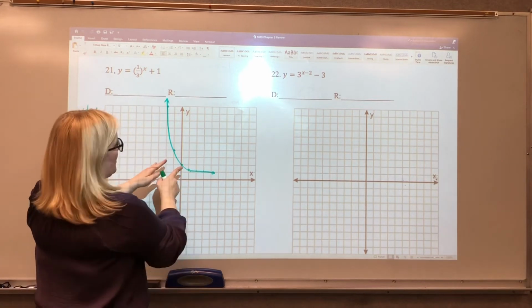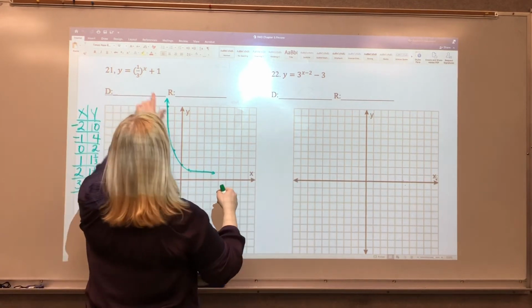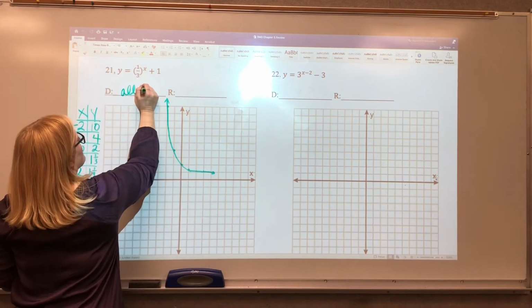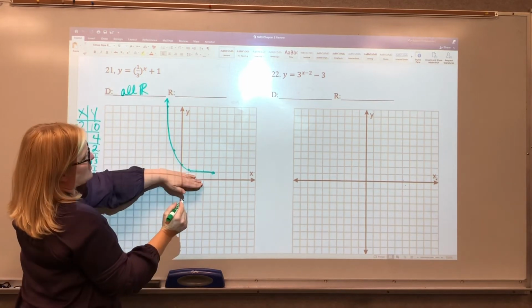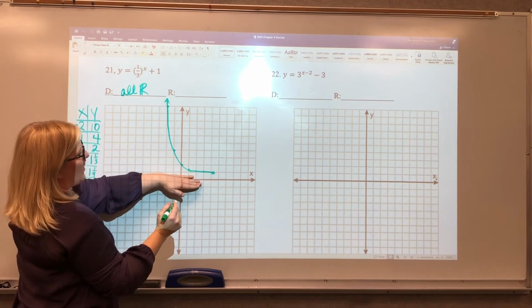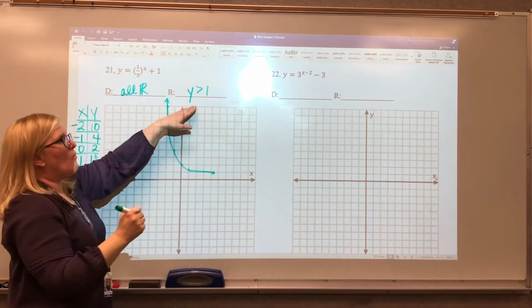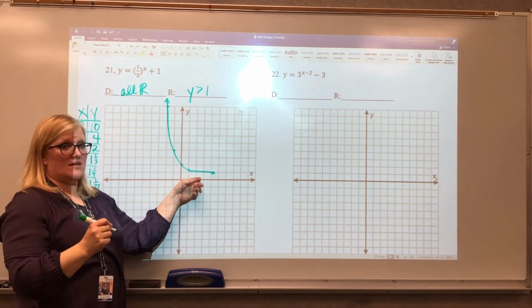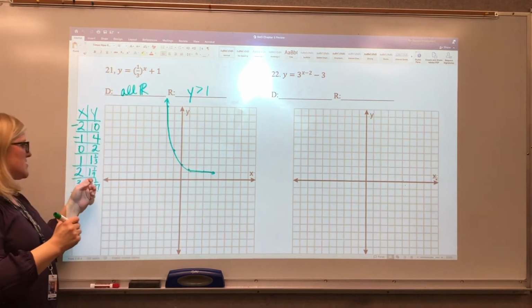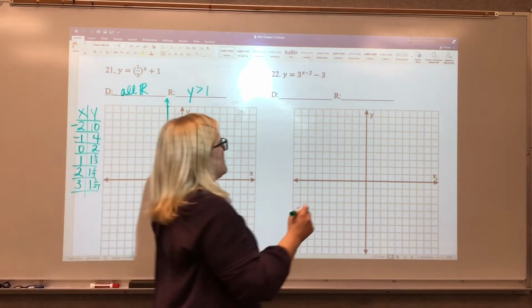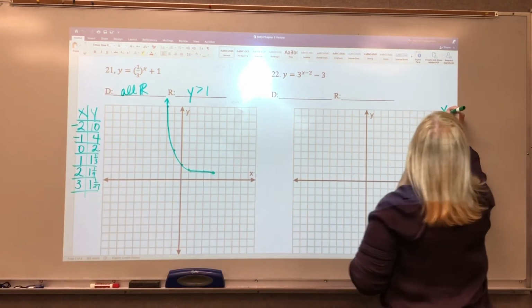So my domain, this is going on forever that way, this is going on forever that way. My domain is all real numbers, but my range is y is greater than 1. And remember, it's not y is greater than or equal to 1, because it'll never be 1. It's going to get closer and closer, but never get there. All right, so here's another.